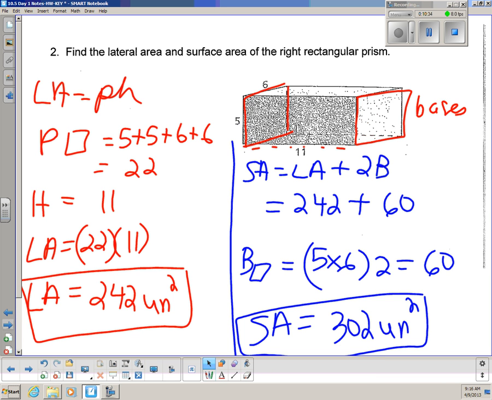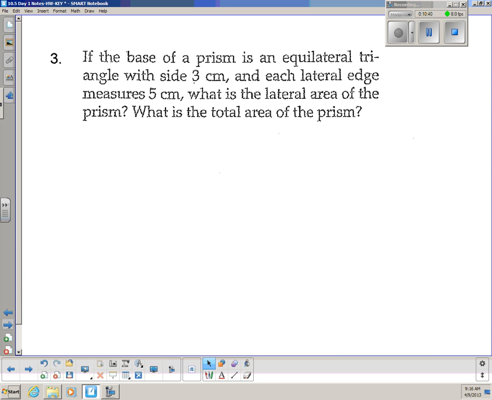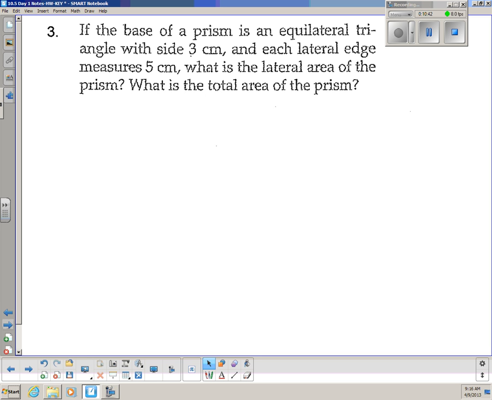Okay, so we've got one more example to go. The last example. If the base of a prism is an equilateral triangle with sides of 3 centimeters and each lateral edge measures 5 centimeters, what's the lateral area of the prism? What's the total surface area of the prism? So maybe we need to draw this.